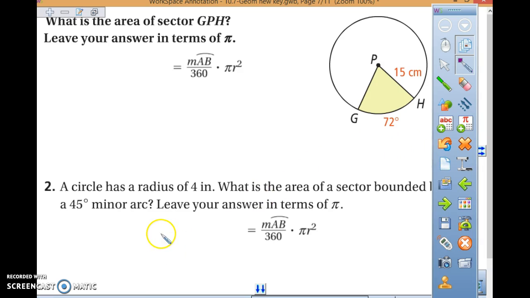What is the area of sector GPH? Notice how this sector is named. G to P to H. So it's naming that angle, and then that would also include this arc interior. So find your answer in terms of pi.